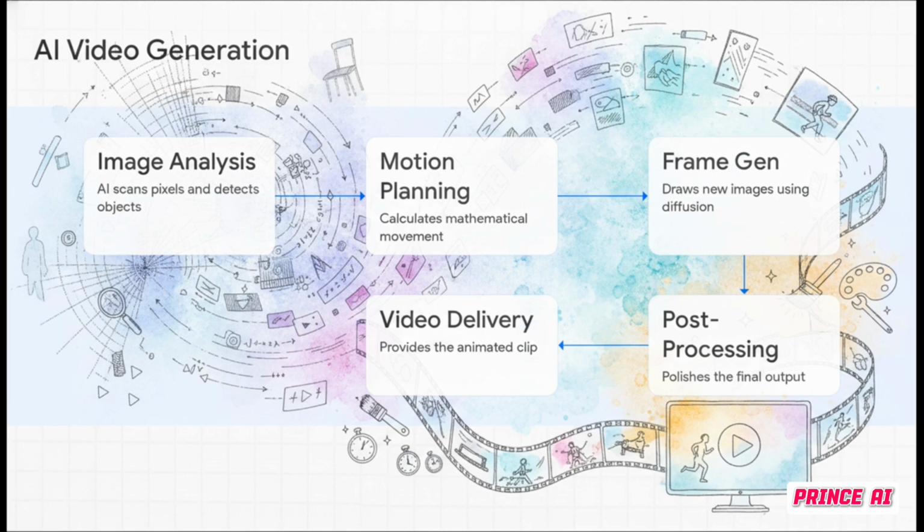That's where it calculates how things should mathematically move. Step 3 is frame generation, actually drawing the new images using diffusion models. Step 4 is post-processing to polish it all up. And finally, Step 5, video delivery. What is absolutely mind-blowing to me is that this entire journey from a static image to a dynamic, high-fidelity animation takes just 60 to 120 seconds. It's literally a matter of moments.